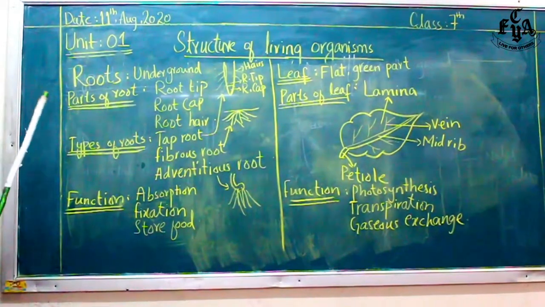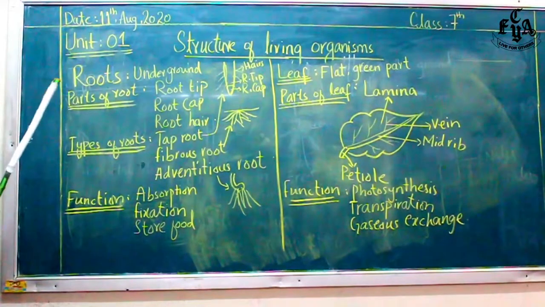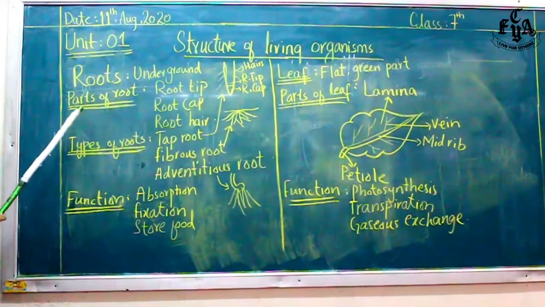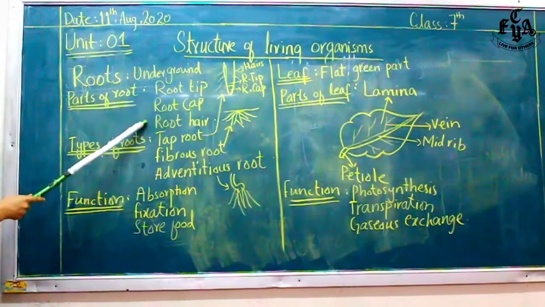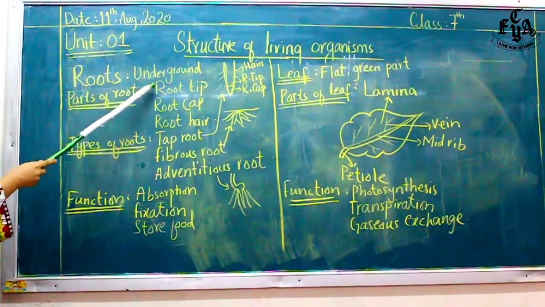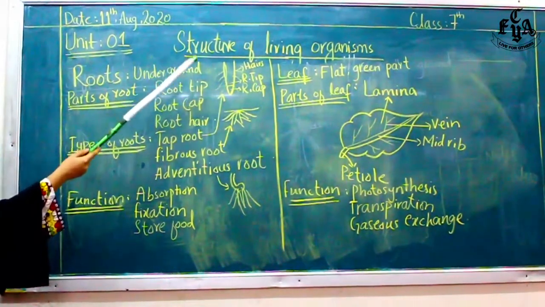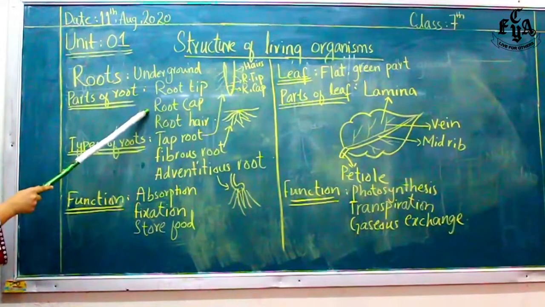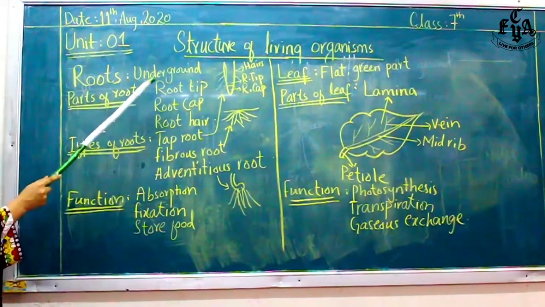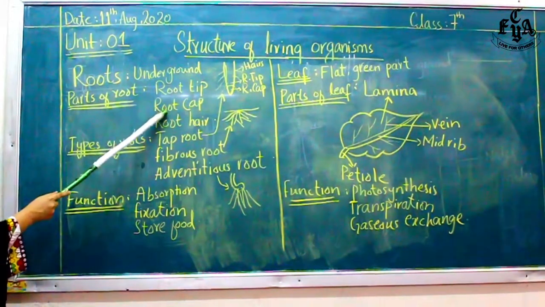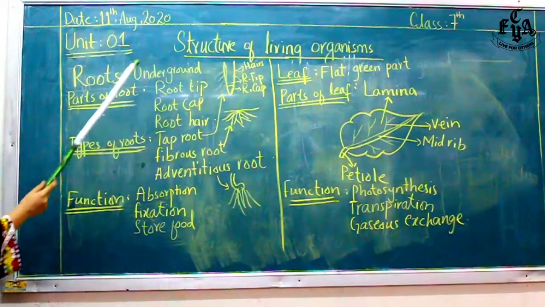That root is the underground part of the plant. It is non-green in color. Mainly it is brown, dark brown, or light brown in color. It has mainly three parts: root tip, root cap, and root hair. Root tip is that part which is involved in increasing the length of the root. The next one is root cap. Root cap is the tip of the root which helps in protection from any injury. The next one is root hair, which is involved in the absorption of water and minerals.